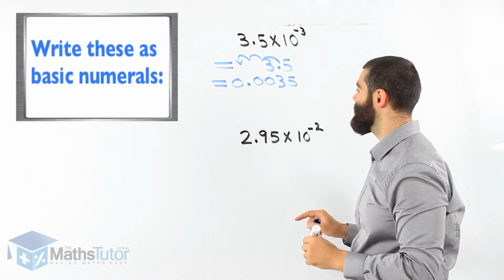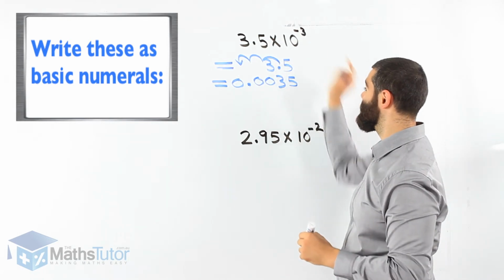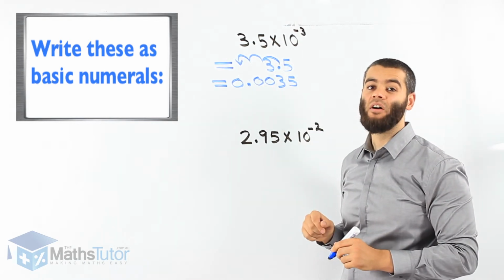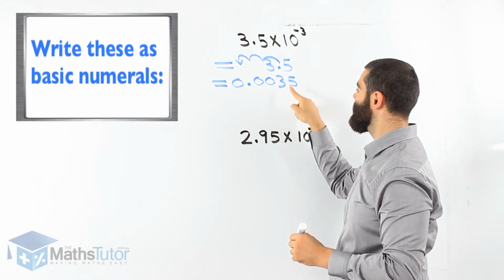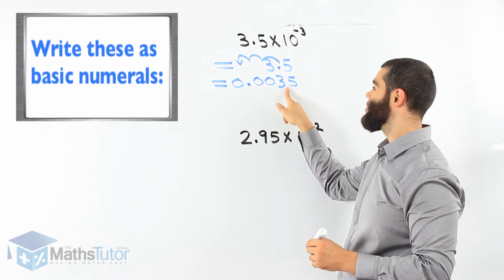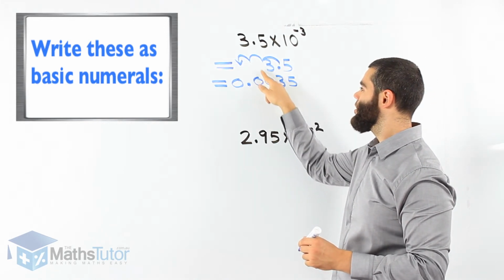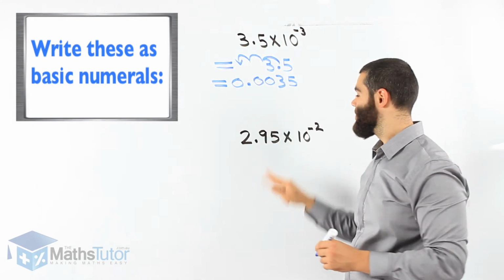0.0035. We grab our point and we go back to the left 3 times. Negative 3, we're going back 3 times. 0.0035. The point was initially between the 3 and the 5, and we go back 3 times. 1, 2, and 3. 0.0035.